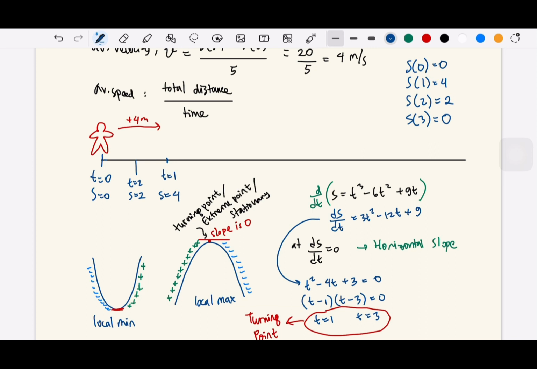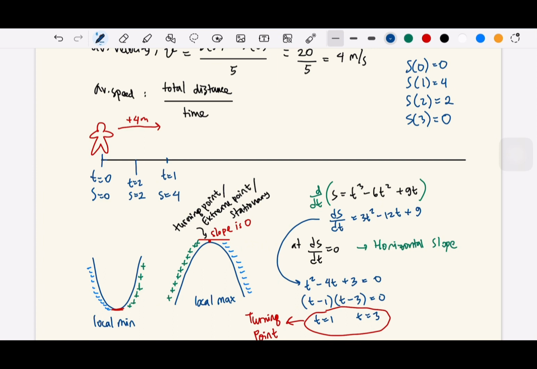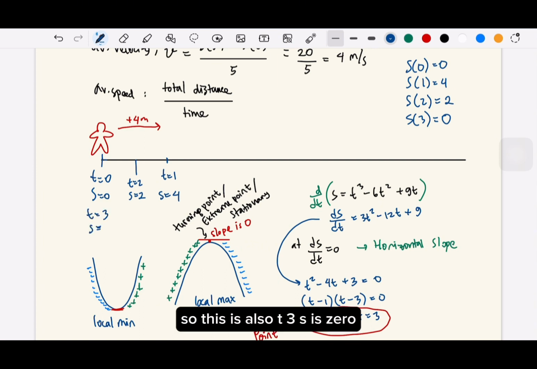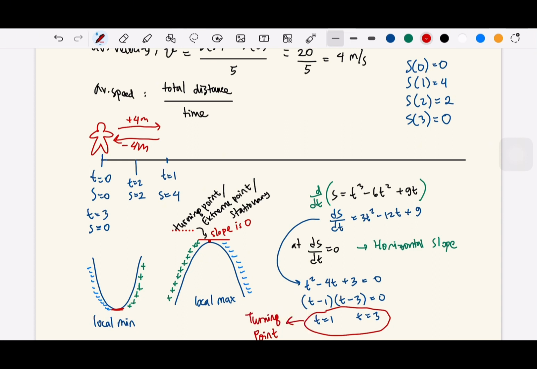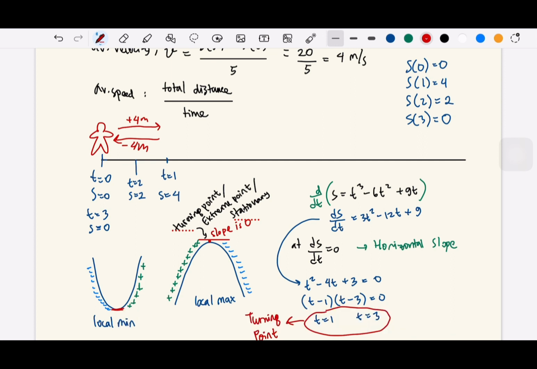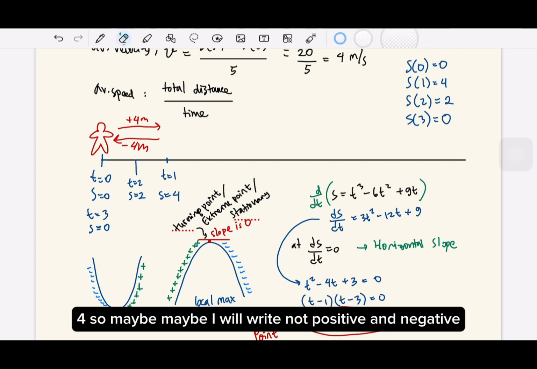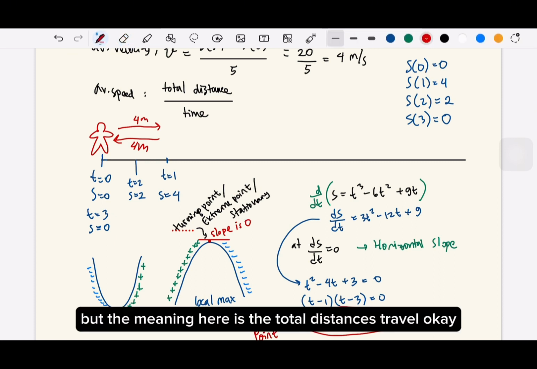Which means it goes all the way back to the starting point. So 4 meters and then 4 meters again. So he already traveled 8 meters, right? So this is also t3 where S is 0. First is 4 meters, and then second is also moving back to the position 4 meters, so minus 4 meters. But here, these 4 we need to add because he moved that long distance. So maybe I will not write positive and negative, as it might confuse you, since 4 minus 4 would be 0. The meaning here is the total distance he has traveled, okay?